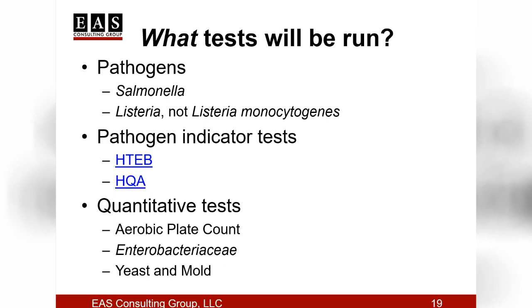If yeast and mold is not anything that you're concerned about, you don't need to do that one. And so we typically are running aerobic plate count and Enterobacteriaceae to look at those numbers, and then when we do data analysis, we do some groupings of how many are at a very low count versus how many are at a very high count, and does that make sense for the site for which those samples were taken.